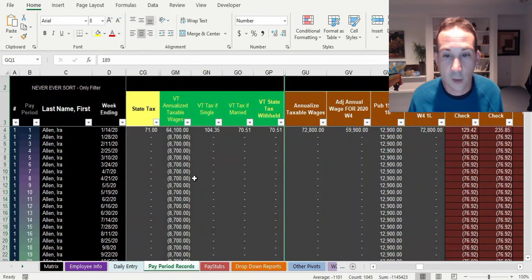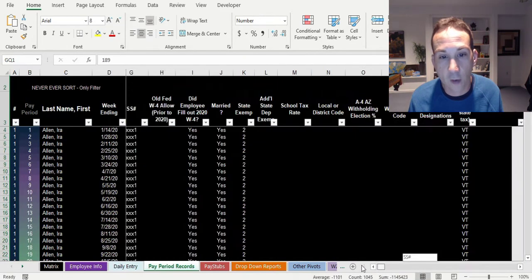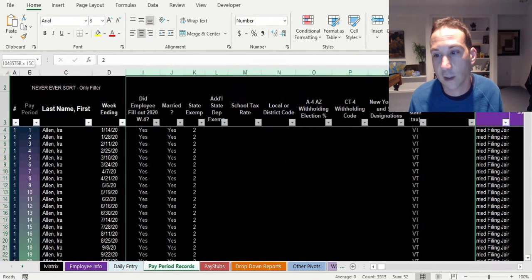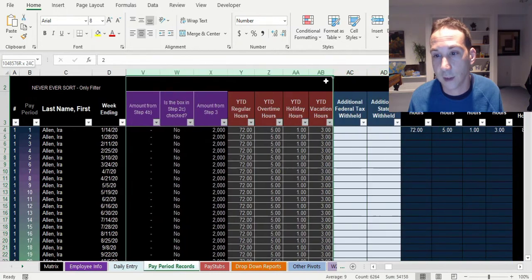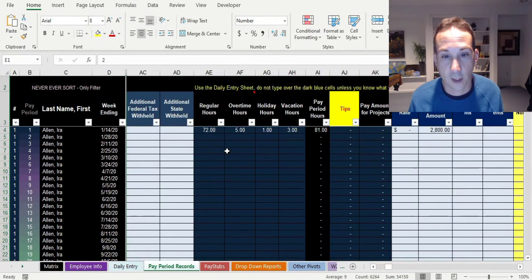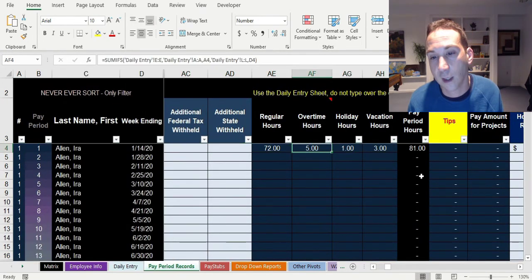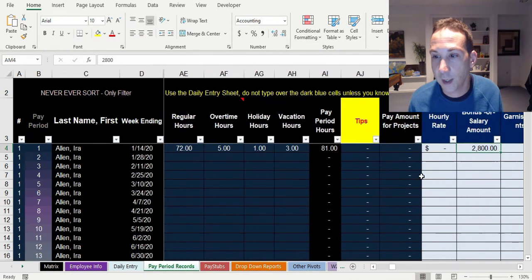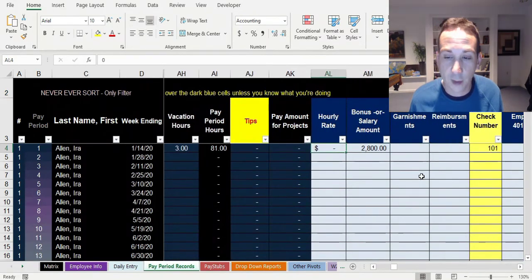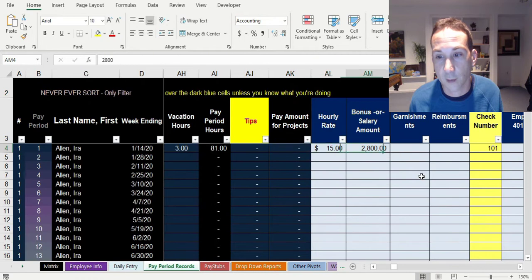After you've done that, you go to your pay period record sheet where you're going to have all the information in here about your employee and stuff that you've already entered in. This is going to be the total number of hours that this employee has worked for this pay period. Ira Allen has worked this many hours for this first pay period. You put an hourly rate in here, whatever the hourly rate is.